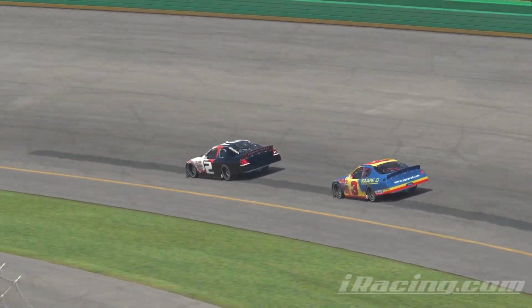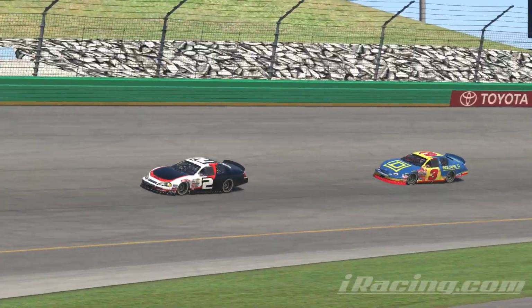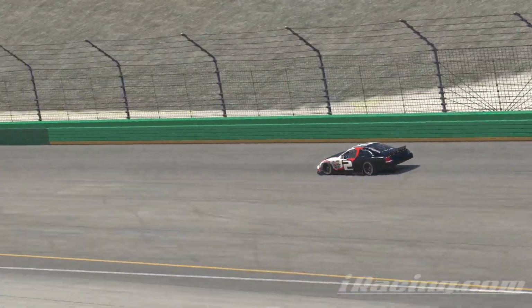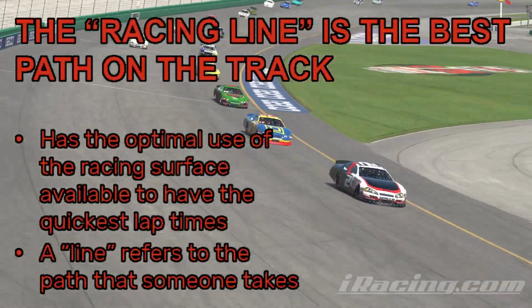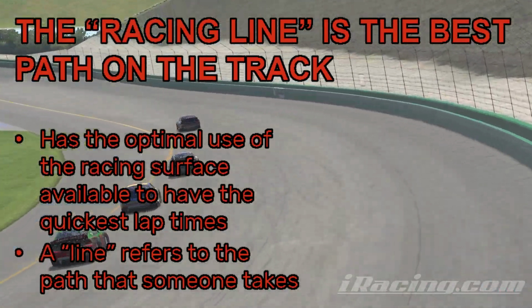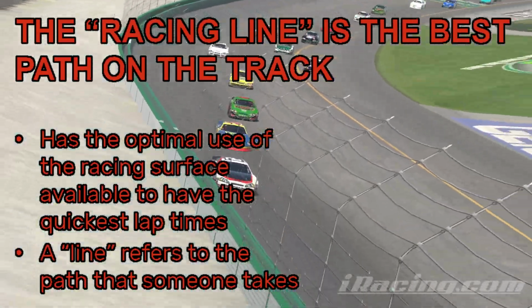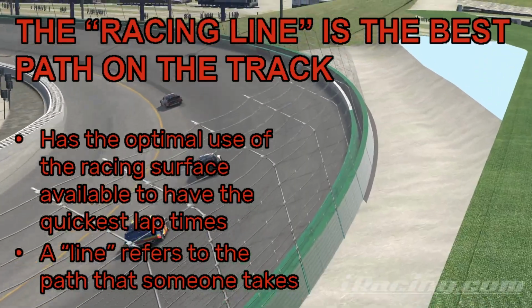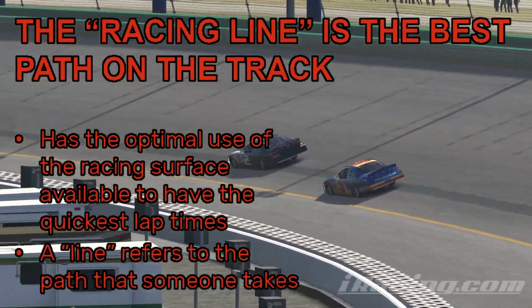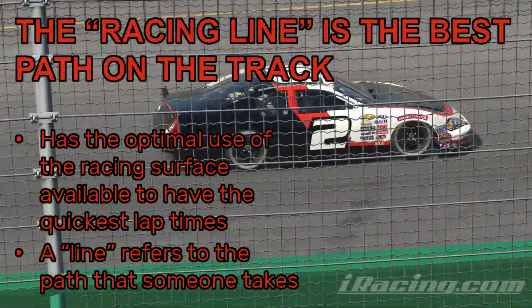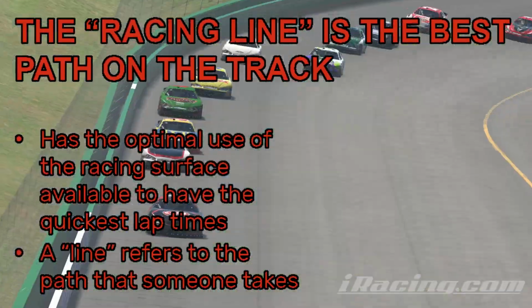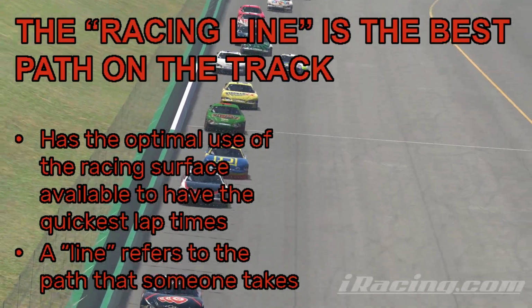So what is the racing line, first of all? The goal of reference points is to help you get to the racing line. The racing line is the best path on the track. It's taking the optimal way around the racetrack, using the racing surface available, whether it's maximizing how much force you can get on a certain line, or maximizing how much speed you can carry around the shortest distance possible.